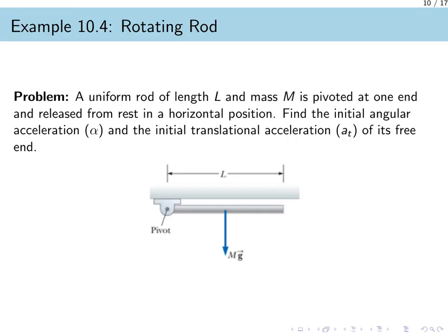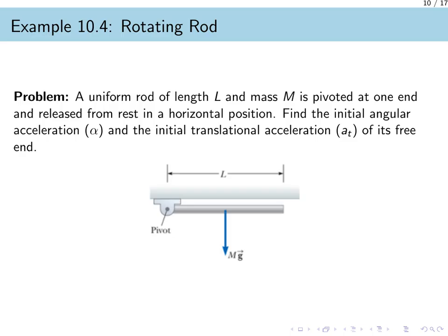Now let us apply our key rotational dynamics equation, torque equals I times alpha, to a classic physics problem involving a falling rod. We will consider a uniform rod of mass m and length L. It is attached to a frictionless pivot at one end, and we start by holding it in a horizontal position. When we release it from rest, gravity will cause it to rotate downwards around the pivot. Our goal is to determine two values at the very instant it is released.